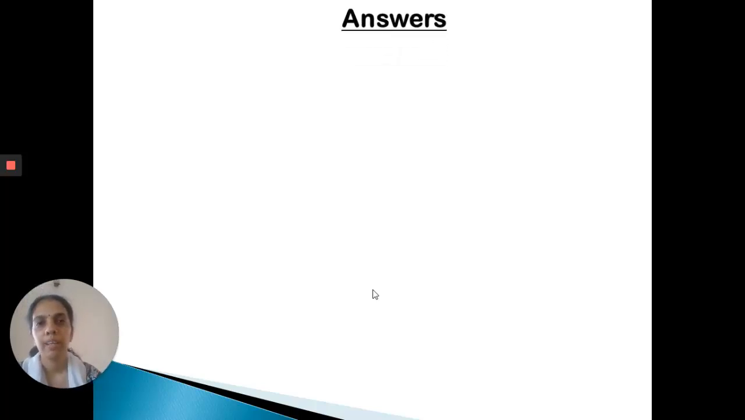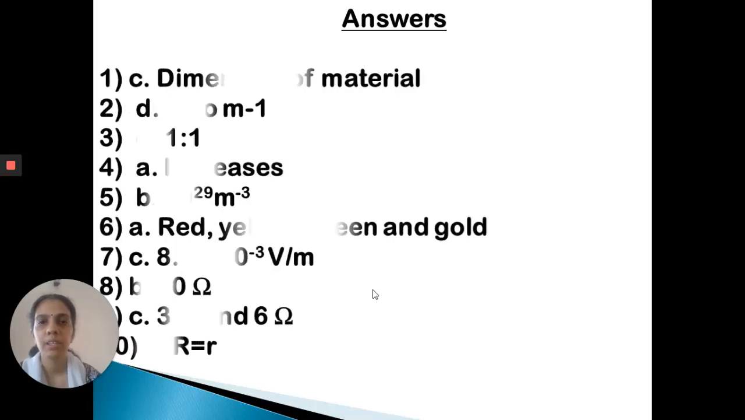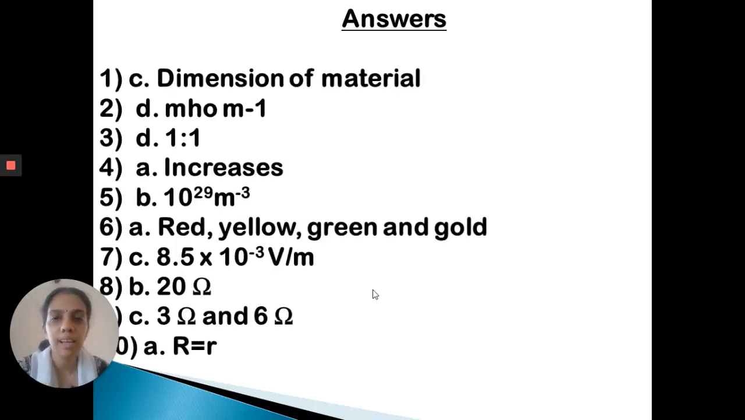Okay, the answers are here. Just go through the answers. First one, answer: dimensions of the material. Second one, mho meter to the power minus 1. Third one, 1:1. Fourth one, increases. Fifth one, 10 to the power 29 meter to the power minus 3. And sixth one, red, yellow, green and gold. Seventh one, 8.5 into 10 to the power minus 3 volt per meter. Eighth one, 20 ohm. Ninth one, 3 ohm and 6 ohm. And tenth one, capital R equals small r.